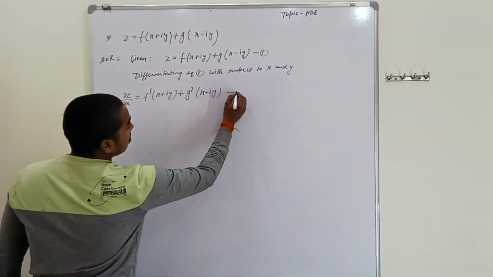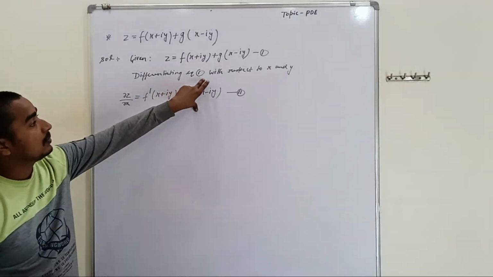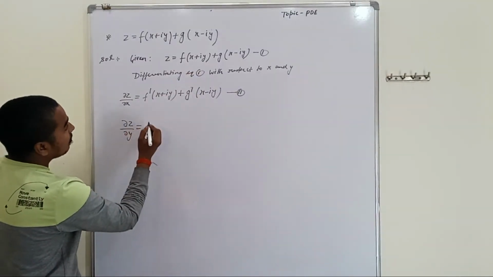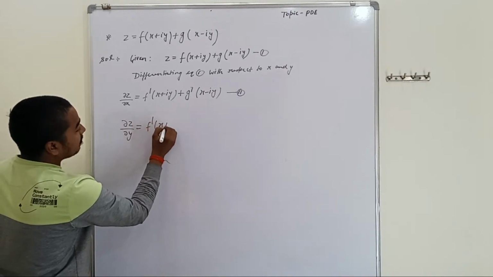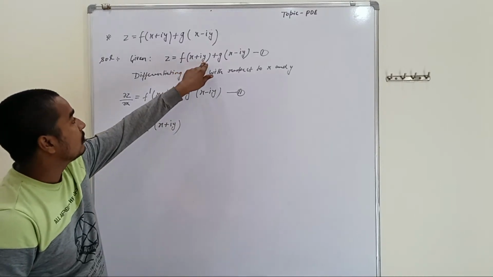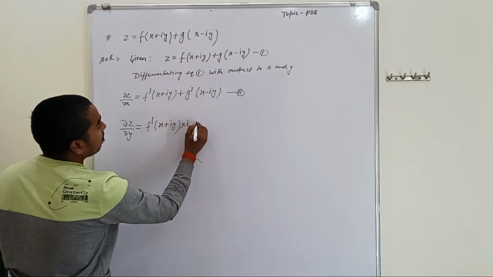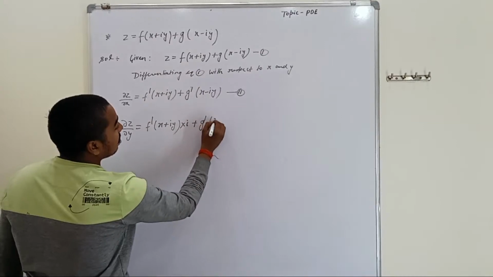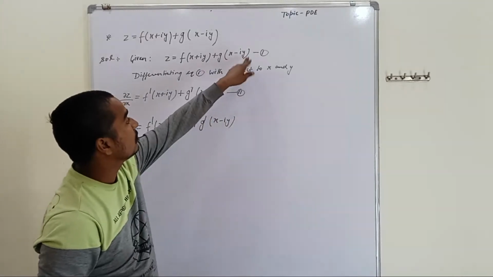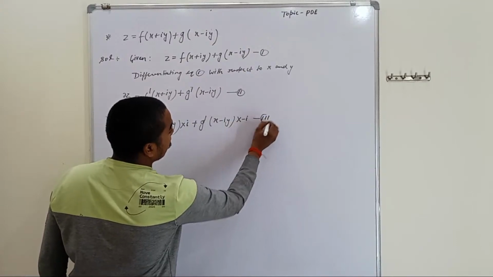This is equation second. And differentiating equation 1 partially with respect to y, that is del z upon del y is equal to f dash of x plus iy, and differentiating x plus iy partially with respect to y gives i, plus g dash of x minus iy, and differentiating x minus iy partially with respect to y gives minus i. This is equation third.